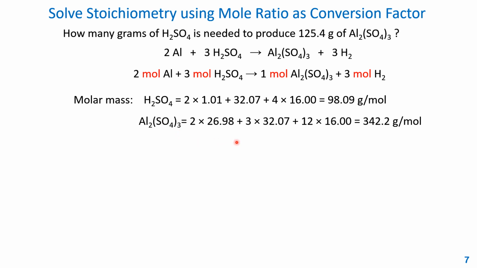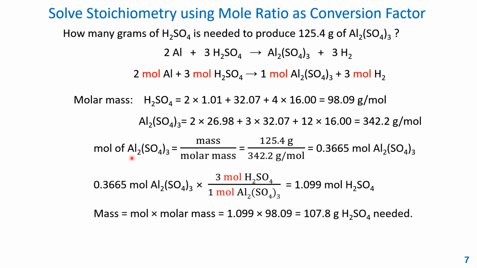number of atoms. Now we convert the mass of aluminum sulfate to moles: mass divided by molar mass. We calculate and get 0.3665 mole of aluminum sulfate. Then convert the moles of aluminum sulfate to moles of sulfuric acid by this mole ratio. You see, we always put the given moles in the denominator to cancel the given moles of aluminum sulfate.